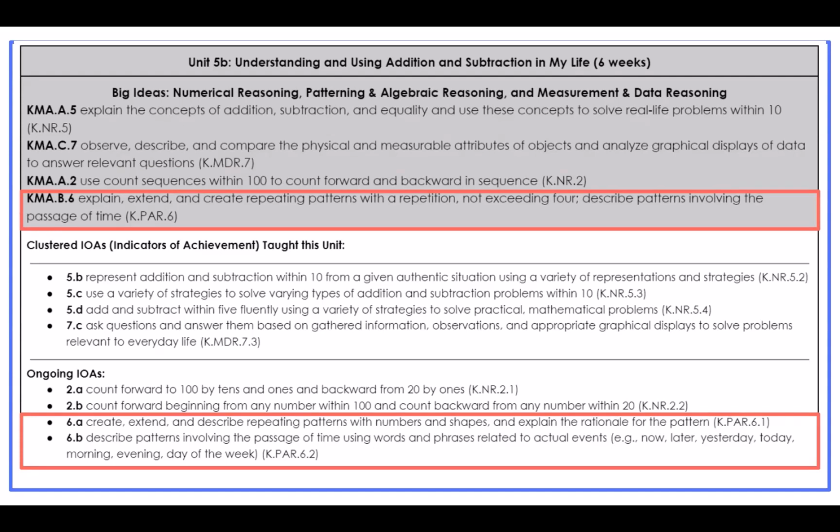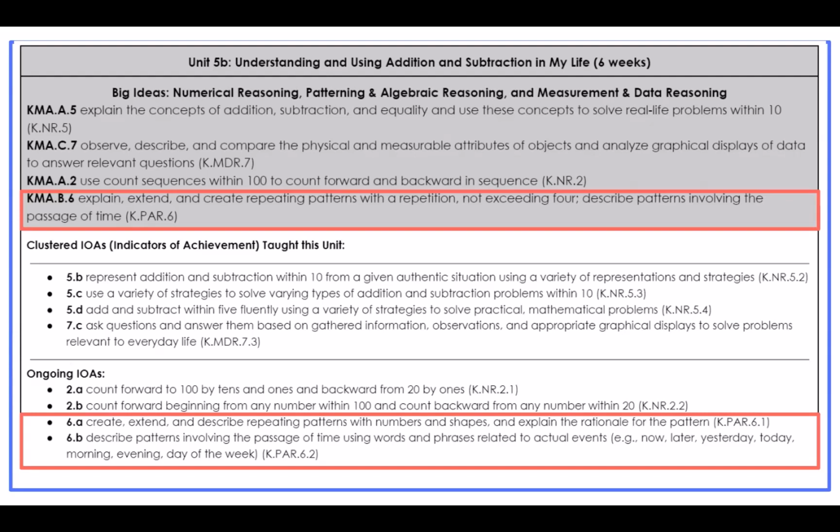These connections help to build a foundational understanding of algebra as it relates to addition and subtraction strategies, the count sequence, and geometric understandings. IOA 6.A states students will describe a repeating pattern with no more than 4 repetitions of the core, which is made of shapes or numbers. This can also be extended to a repeating pattern of objects. Once students have identified the repeating pattern, they extend the pattern. Students also create patterns of their own.